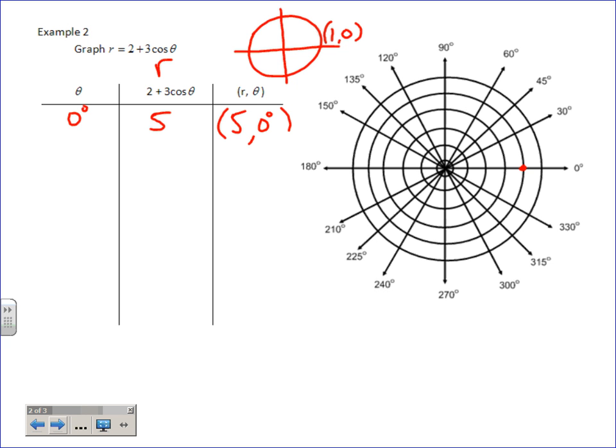Okay. What I would like you to do right now is get a few more of these points on your own. I will come around and see how you're doing.